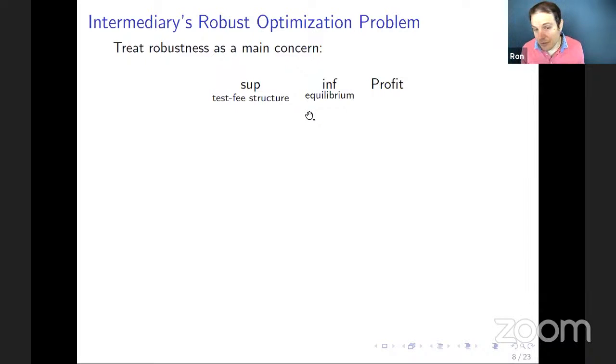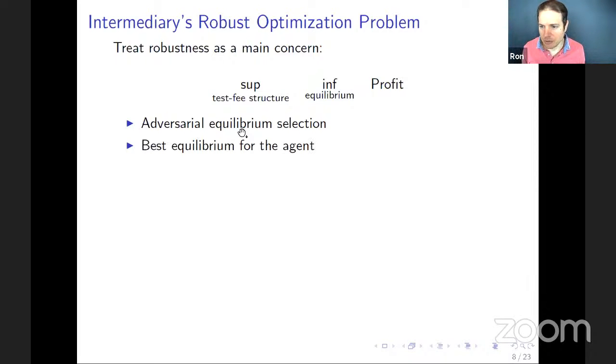Okay, so this is different from standard mechanism design where we're assuming that the designer chooses both the mechanism and the equilibrium, right? That's partial implementation. Here we're working on the worst equilibrium. So that's adversarial equilibrium selection. Now, another justification for this adversarial equilibrium selection is that the worst equilibrium in terms of profit for the intermediary also turns out to be the best equilibrium for the agent. And why is that?